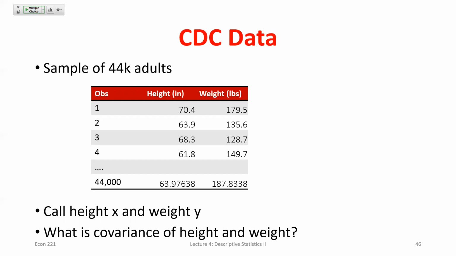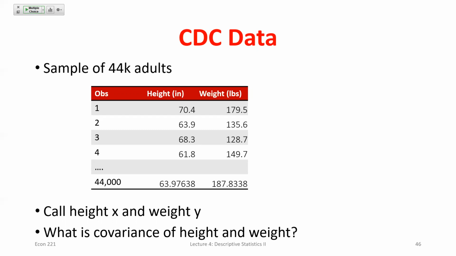But we've got all these different observations and we went with covariance. So we can use these averages, right? We'll go through the first observation. This person is above average height. So when I take 70.4 and subtract 63.9, I'm gonna get a positive value. But they're below average weight, sorry. 179 is below 187, right?